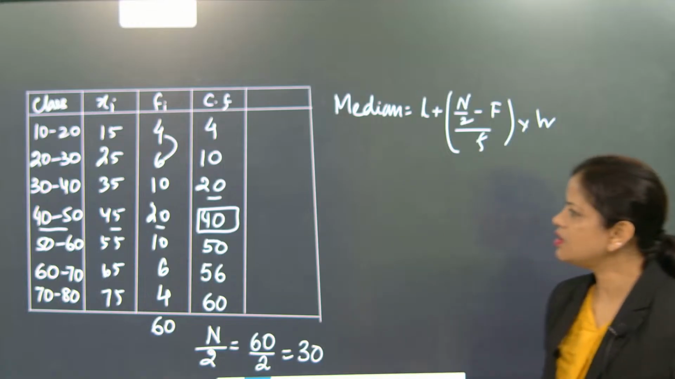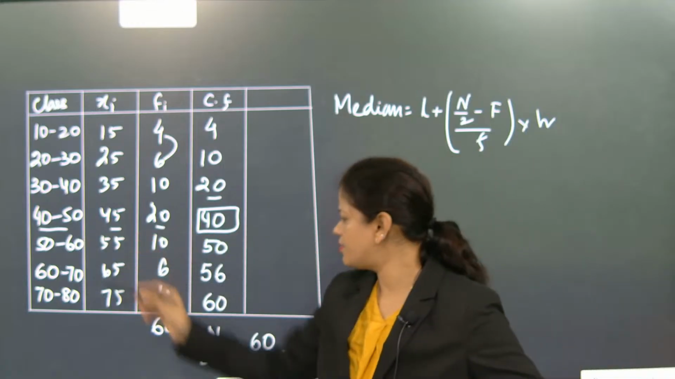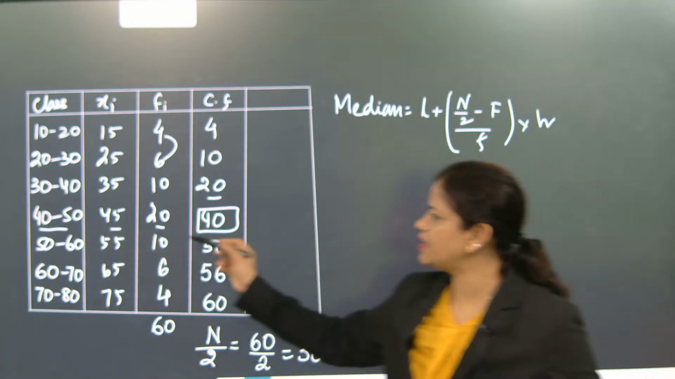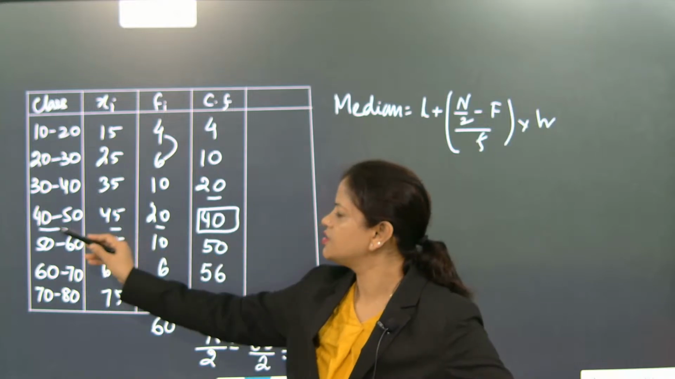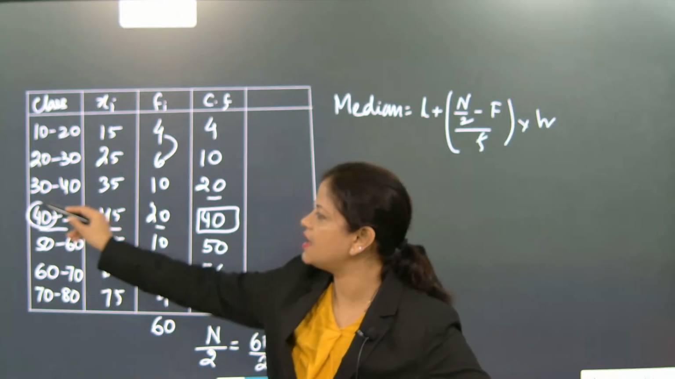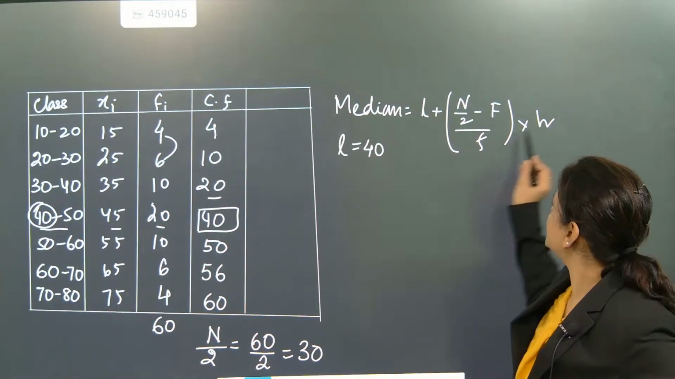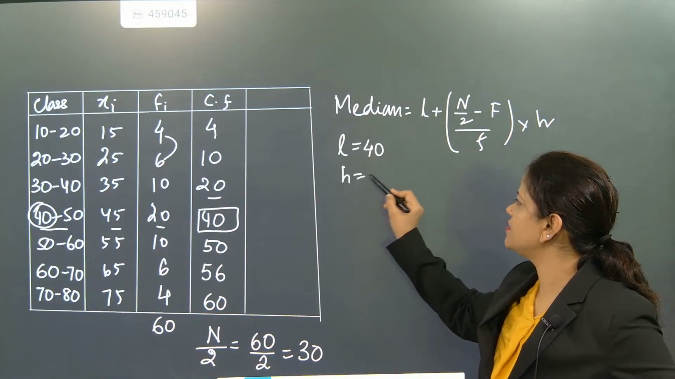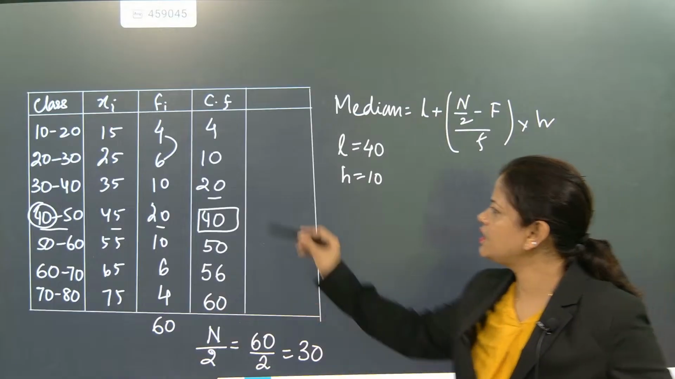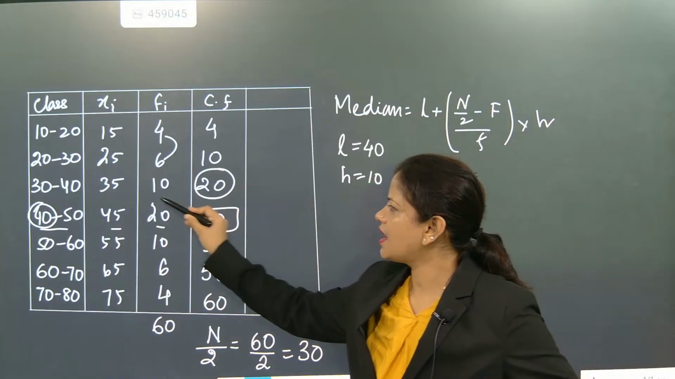Okay. So what is the lower limit? The lower limit, because above 30 we have to take. Above 30 is 40. So what is the lower limit? L is this one, 40. So L will become 40. What is H? H is 10. Now you need to circle this one and this one.